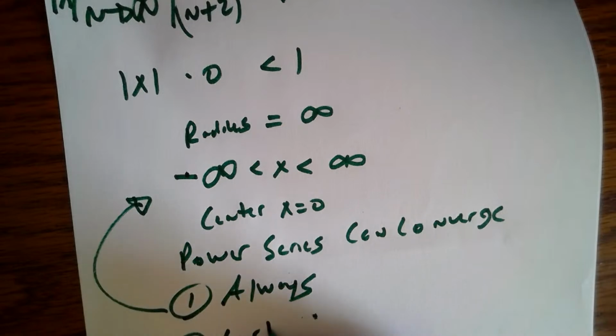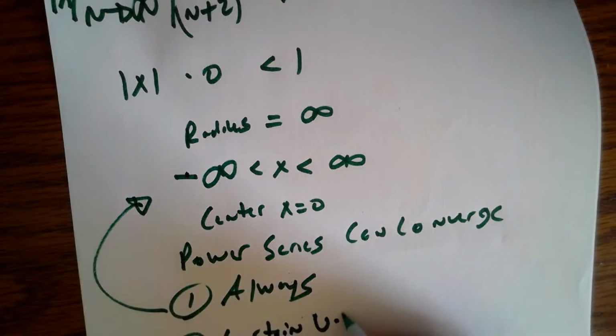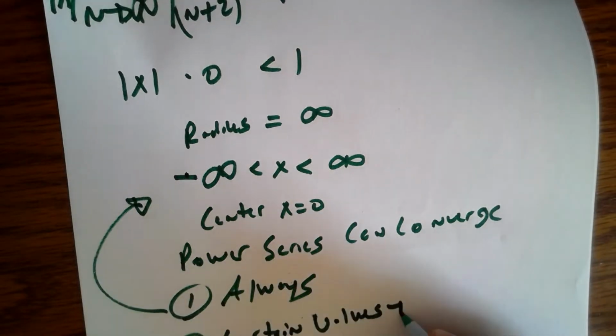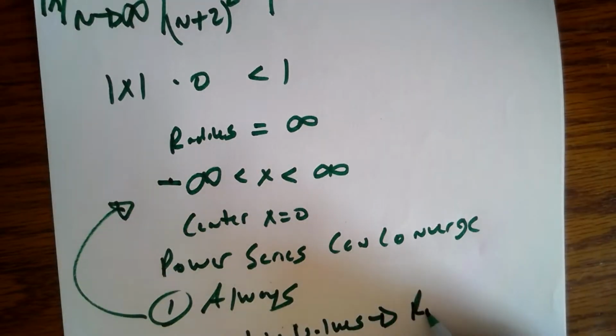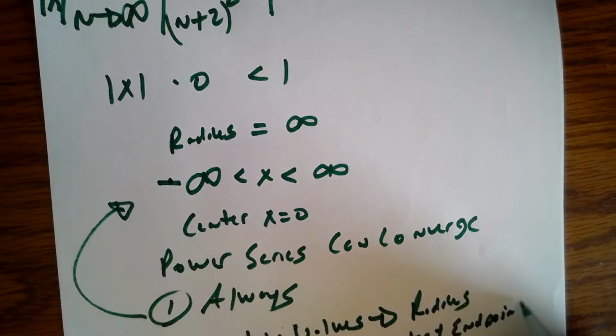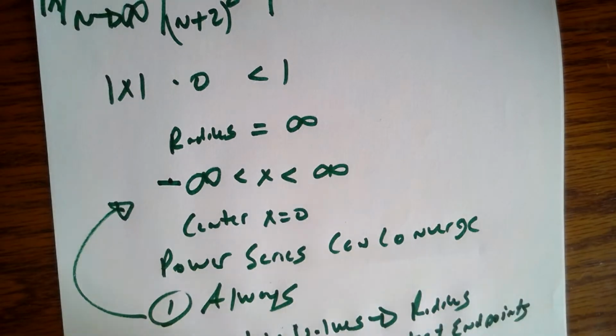For certain values, when it's certain values, then we get a radius, and we typically have to test the endpoints to see if it converges at them. Or step 3, it could never converge.